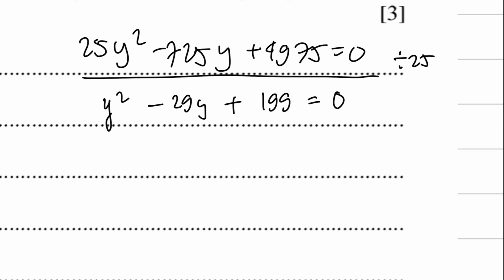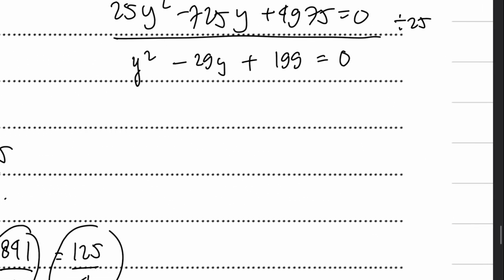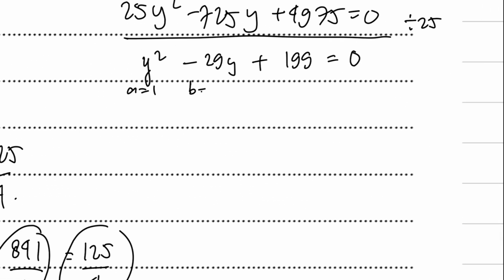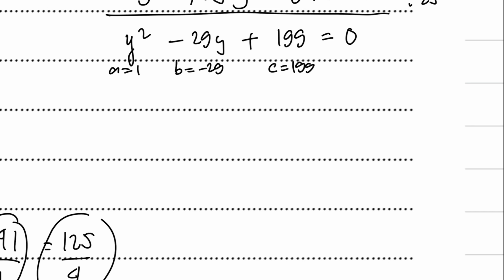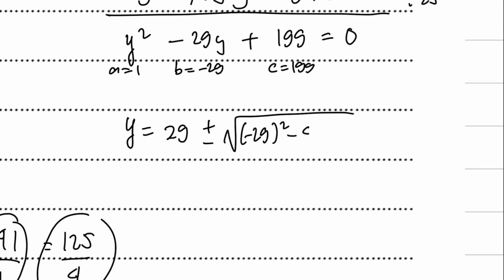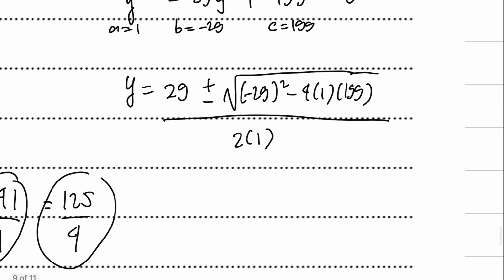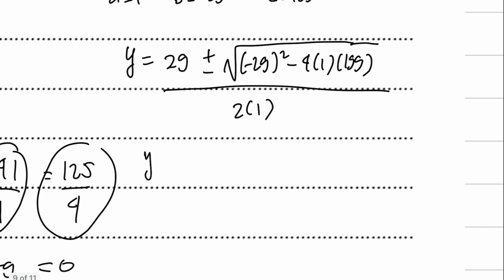Okay. So now we just have to solve for y, use the quadratic formula. So this is a equals 1, b is minus 29, and c is 199. So use the formula. y equals 29 plus minus square root of minus 29 squared minus 4 times 1 times 199, over 2a. 2a is 2 times 1, a is 1. So y equals 29 plus minus, use calculator because the number is so ugly. Oh, I get a good number, 3 square root of 5, over 2.